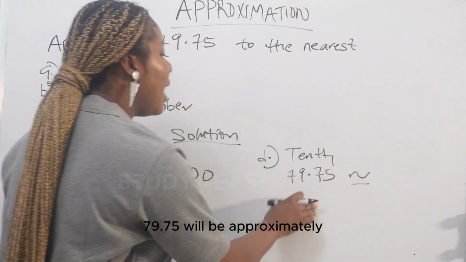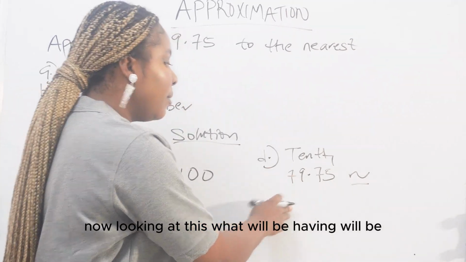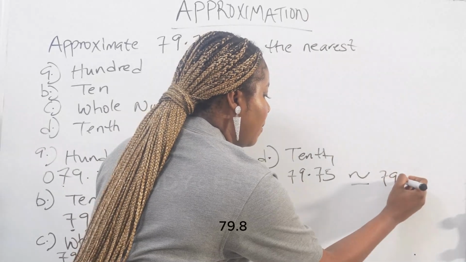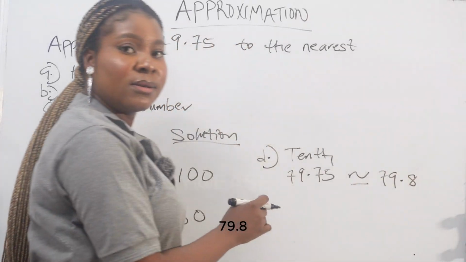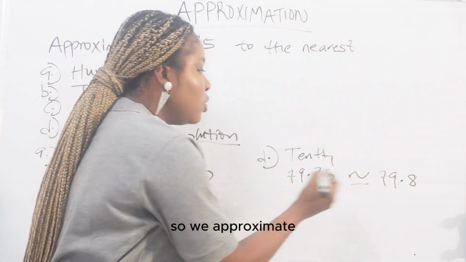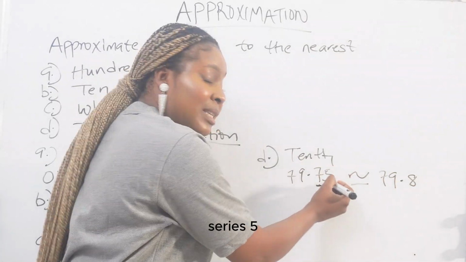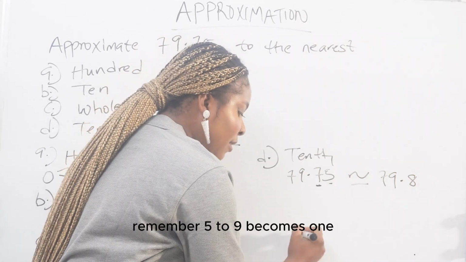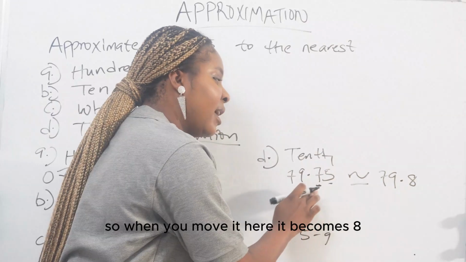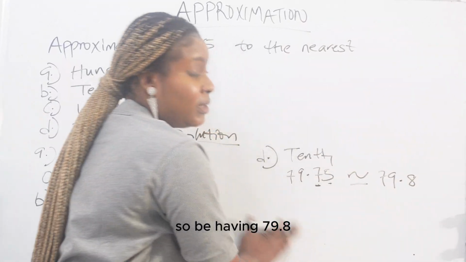79.75 will be approximately, now looking at this, what we'll be having will be 79.8. This is our 10th position. So we approximate the next thing that follows it to this place. Since it's 5, remember 5 to 9 becomes 1. So when you move it here, it becomes 8. So we'll be having 79.8.